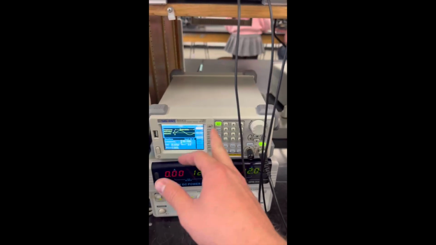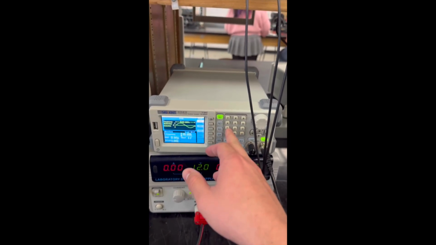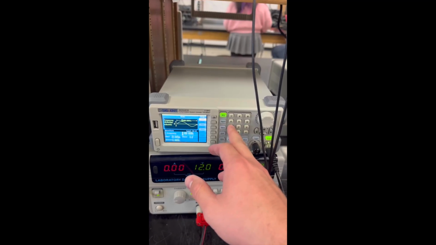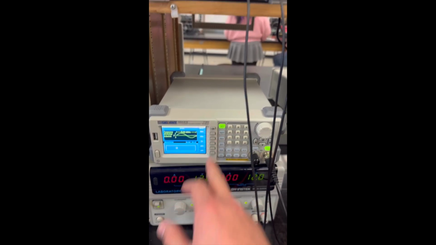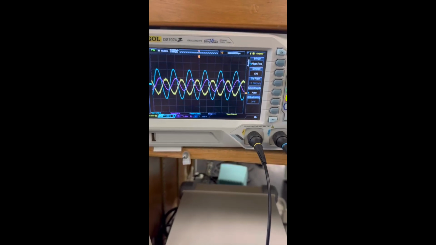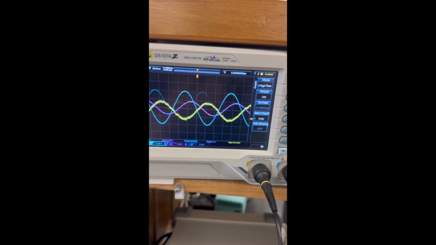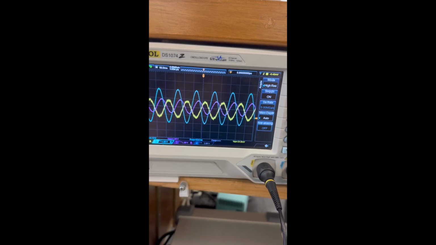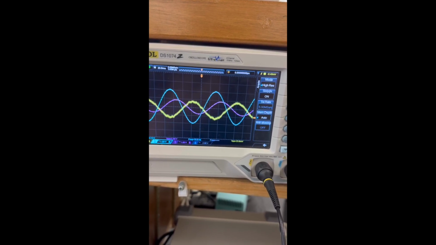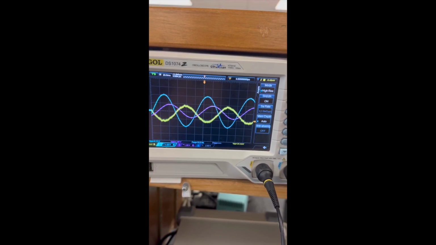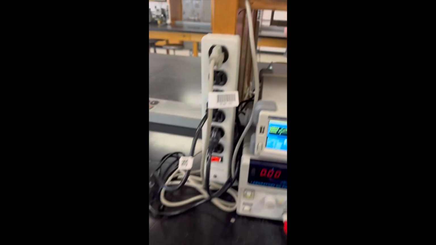Let's see it when switched. At 10 hertz, we see that the yellow one got a little thinner. Let's change it to 30.